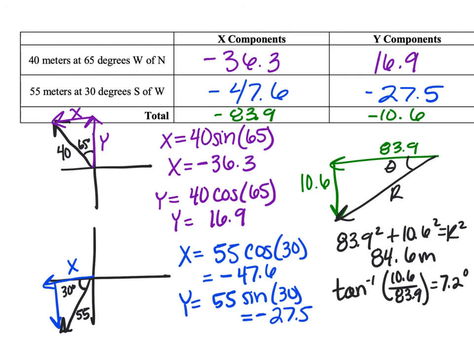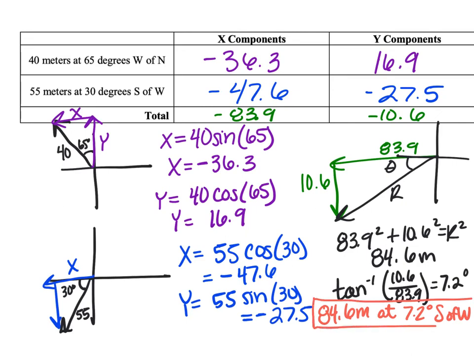So the last thing we want to look at is the compass part, and we can see here that it is touching the west axis. So our final answer is going to be 84.6 meters at 7.2 degrees south of west, okay? So it's a lot of steps to get there, but it is doable, okay?